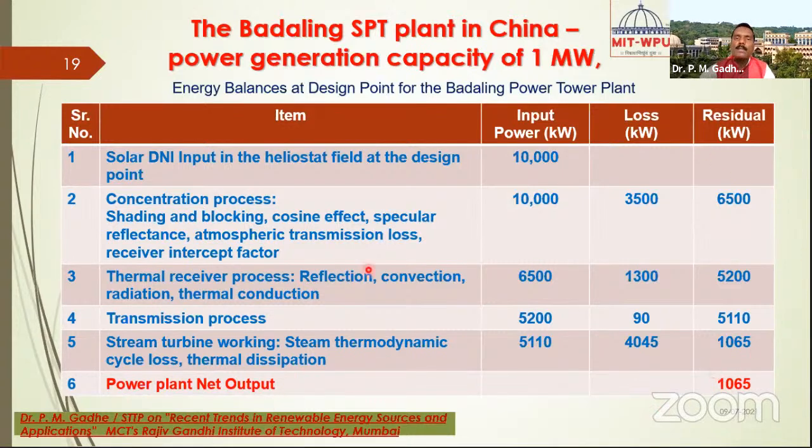In this, you can see that the most, or second most, losses on which we can work are the optical losses. So our aim is to reduce the optical losses, since most of the part is lost in the optical losses.